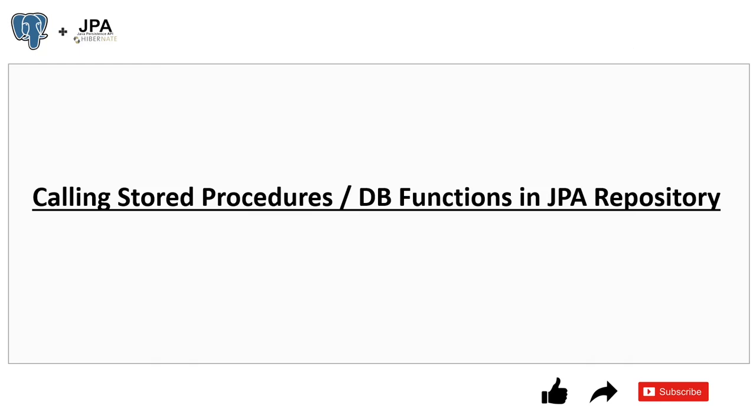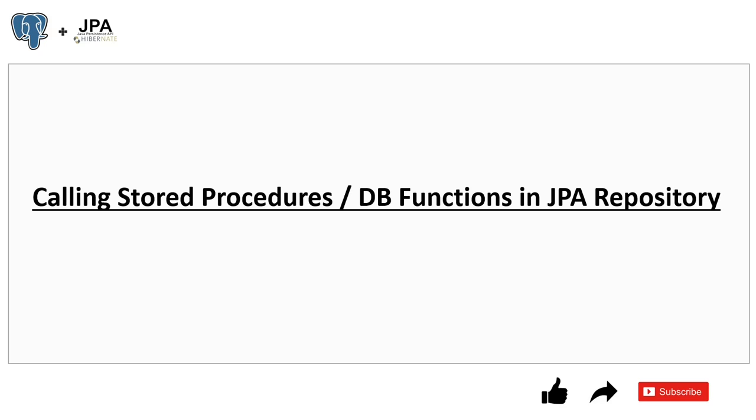Today in this video, we are going to see how we can call a database stored procedure or function in JPA repository. First, we will see how we can call a simple database function which has no parameter, and then we will do some examples of calling a function which accepts input and returns the result in an output parameter. We will also see different ways to call the DB function and handle the response. So without any delay, let's get started.